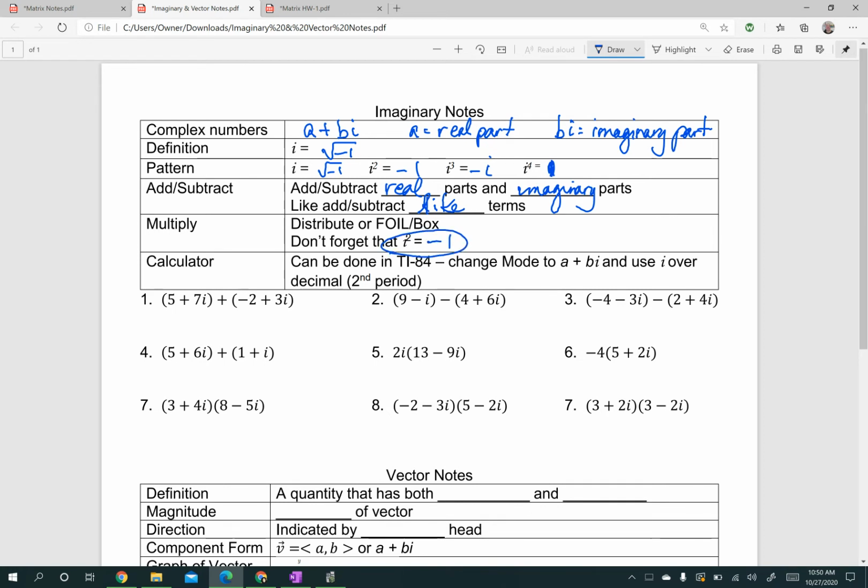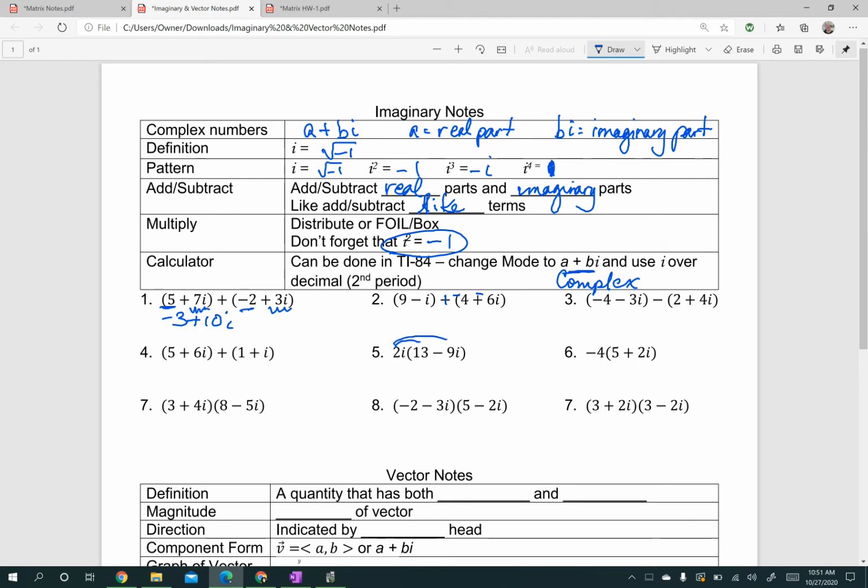That's important. If you're doing this in your calculator, you change your mode to A plus BI or complex. The ones on your phone say complex instead of A plus BI, and you use the I over the decimal, so the second period, okay? So I'll do a couple of these by hand, and then I'll do them in your calculator. So if you're adding these, you just do 5 plus -2, which is -3, because those two go together, and then 7i and 3i is 10i. That's it, like terms. If you were subtracting, you would have to distribute and then do it, okay?